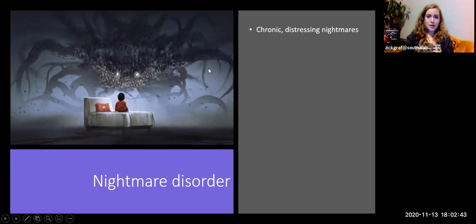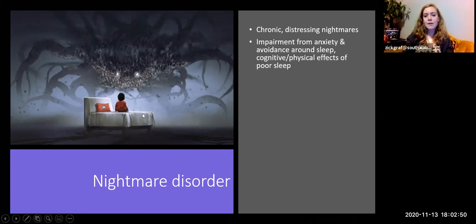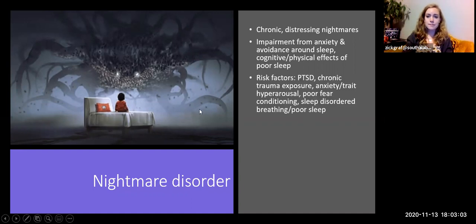But nightmare disorder is diagnosed when someone has chronic or distressing nightmares. And again, this is a REM disorder because nightmares happen during REM sleep, like all dreams. The impairment from recurrent nightmares comes from anxiety and also from avoidance of sleep. So if your dreams are bad enough, you might be motivated to not go to sleep to avoid having them. And then the effects of disrupted sleep.